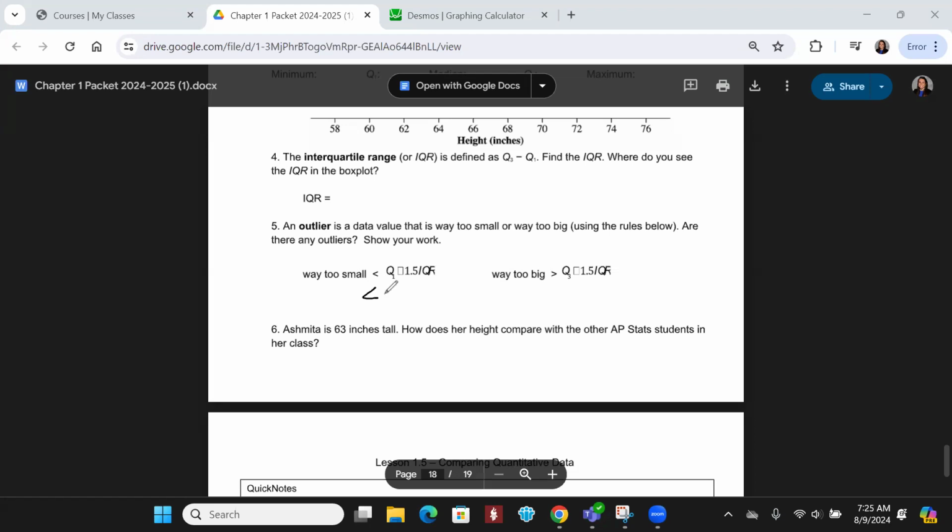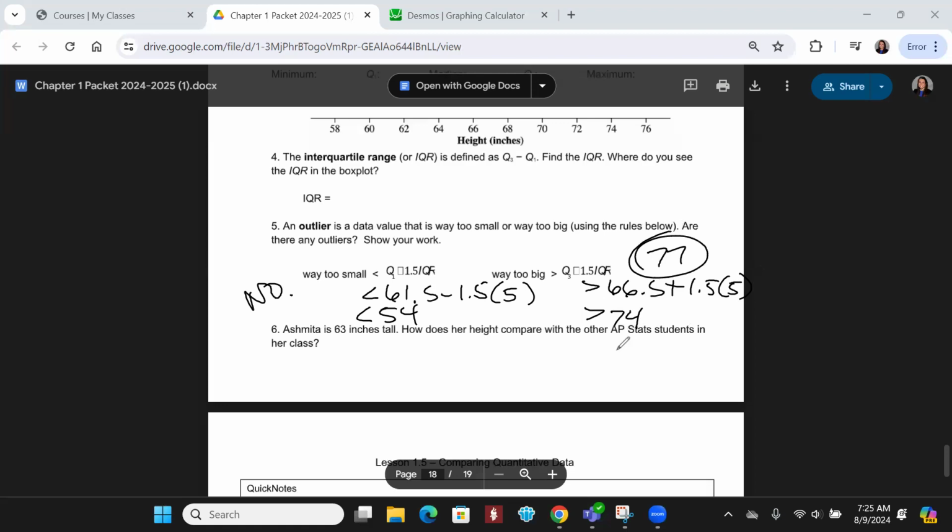So we're going to say less than Q1, which is 61.5, minus 1.5 times the IQR, which we found was 5. That's going to give me 54. So are there any low outliers? No. Okay. All right. What about big? Anything greater than 66.5 plus 1.5 times 5? Yep. And that's going to be 74. And 77 is an outlier. Okay. The box plot needs to show outliers, which we're going to talk about in just a second.